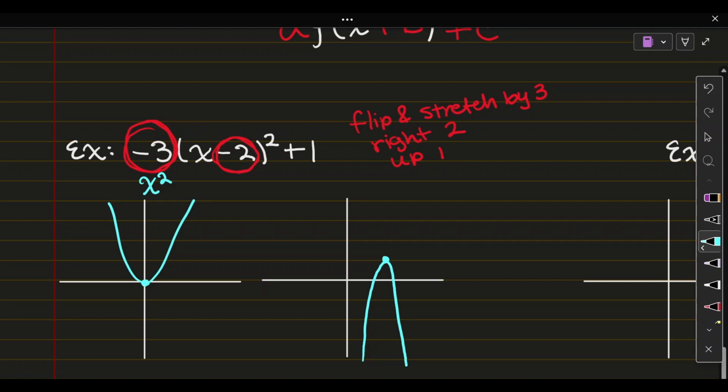Okay? All right. This is what it will look like here. So this is my graph of x squared, and this is my graph of negative 3 times x minus 2 squared plus 1. Okay?